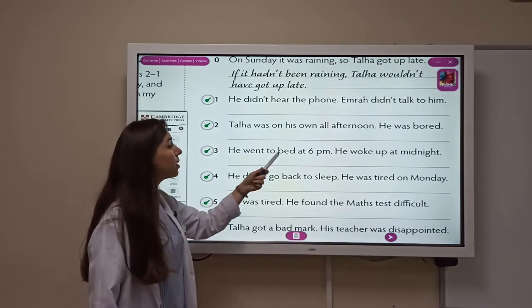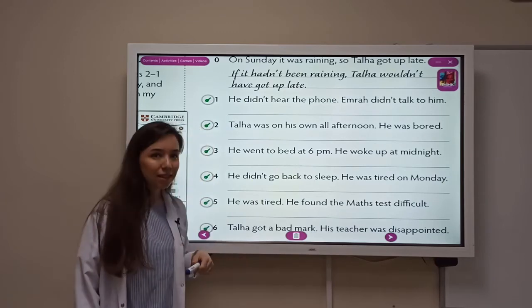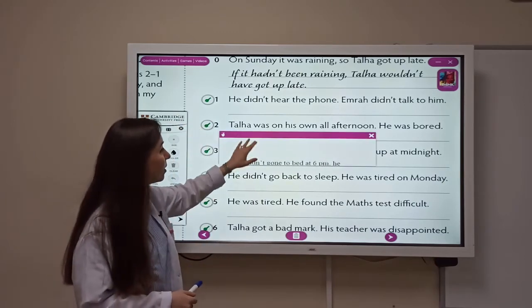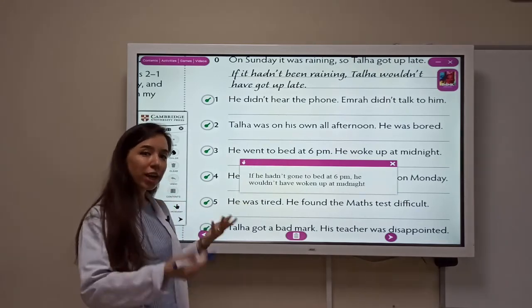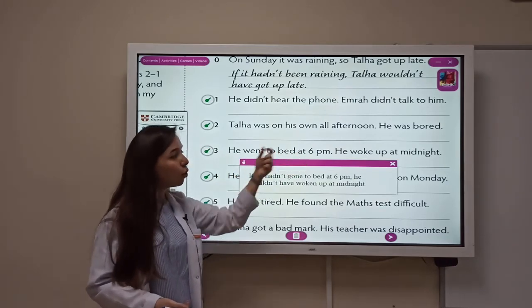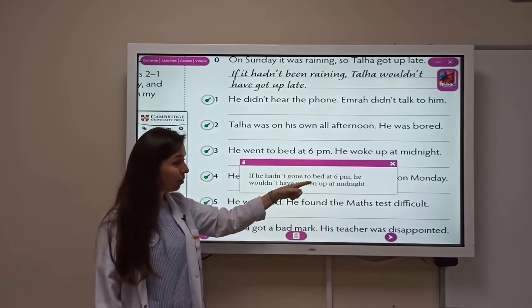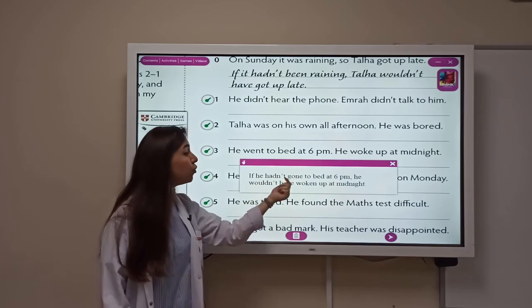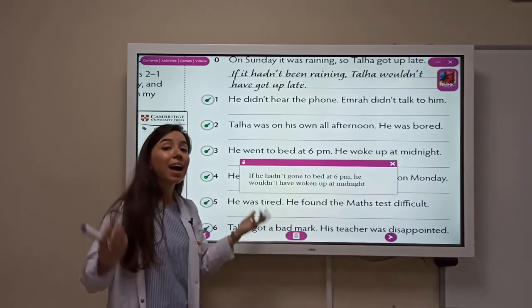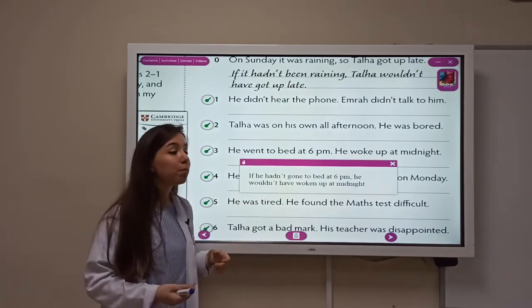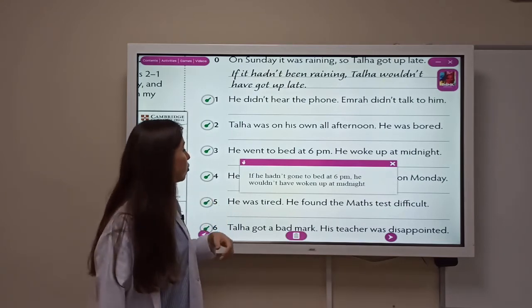Again here, look at here, our sentence is positive. He went to bed at 6 p.m., he woke up at midnight. So when we want to write it, the conditional form of this sentence is going to be negative because we want to change it. He went to bed, then he woke up at midnight. So if he hadn't gone to bed at 6 p.m., positive, negative, he wouldn't have woken up at midnight. If something like this hadn't happened, he wouldn't have woken up at midnight. We change the meaning just to make it an unreal situation.